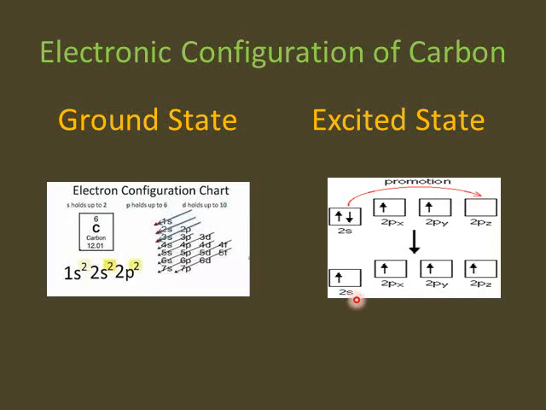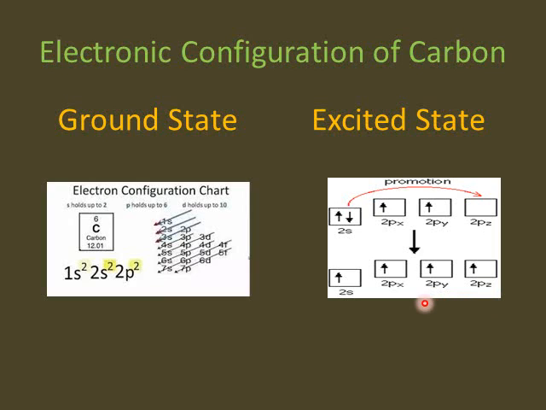So the 2s has 1 electron, and 1 electron of 2s will move to 2pz. So 2px has 1, 2py has 1 and 2pz also has 1 electron. Now it can form 4 bonds with 4 other electrons which come from another atom. So this is the excited state of carbon.